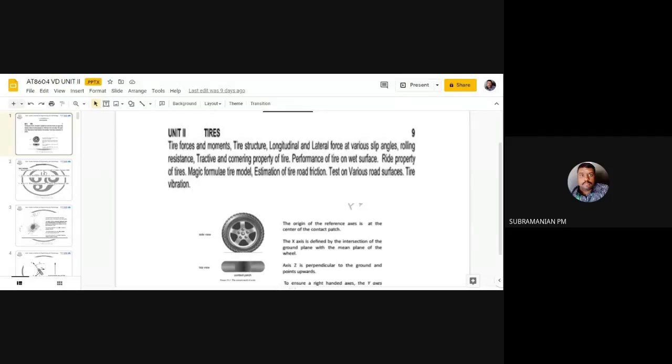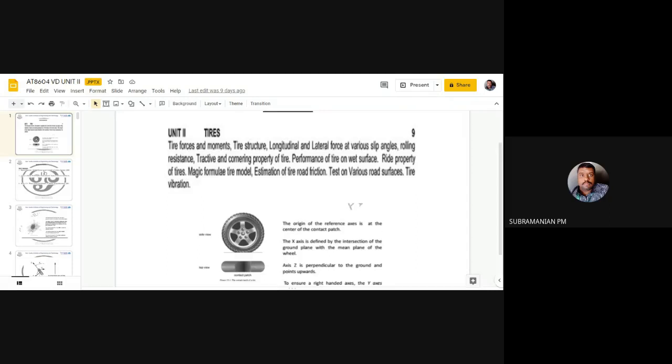Then we are going to define the important property of the tire, that is, due to elastic property, hysteresis loss, that is called rolling resistance. Then we are going to address tractive and cornering property of the tire. Tractive means how far it will be able to give the propulsive force, and how it is going to respond in cornering. Then we are going to discuss how the tire will perform when it runs on wet surface, that is, if you have water or some other surface other than conventional road, we are going to discuss the performance of the tire.